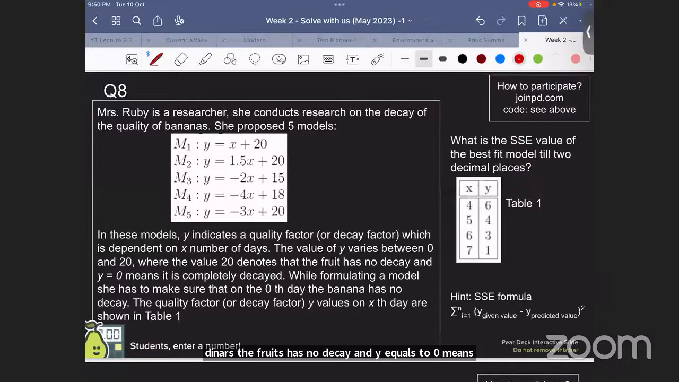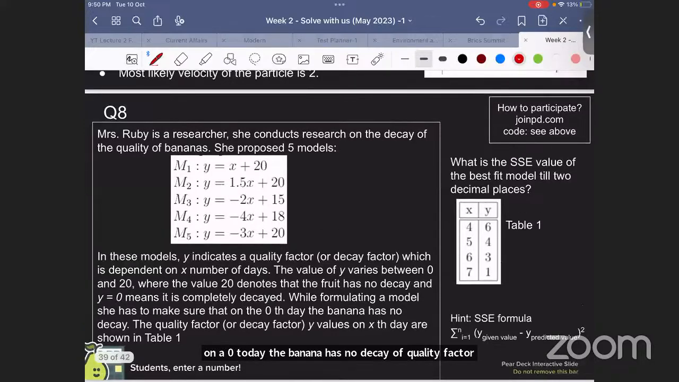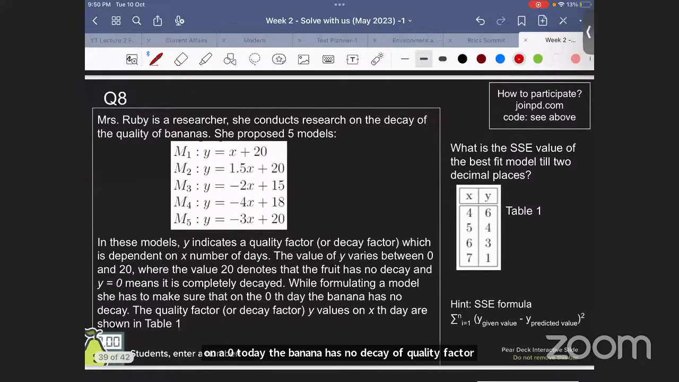While formulating a model, she has to make sure that on the 0th day the banana has no decay. The quality factor or the decay factor y values on the xth day are shown in the table. Then you have to calculate the best fit model till 2 decimal. What is the SSE value for the best fit model? Just read it again and then let me know whether you are able to understand this or not.